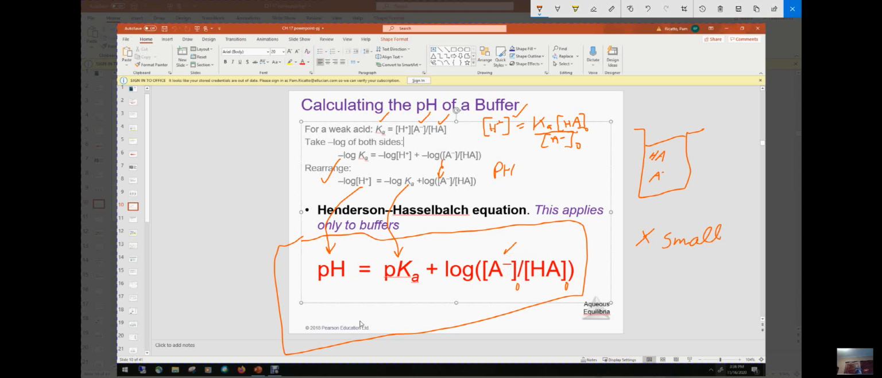Okay, so we're going to try one out in a second. So this is very useful. It works only for buffers because with buffers we're sure that X is small and we can drop it and we get this very nice situation. Okay, so let's try one out.